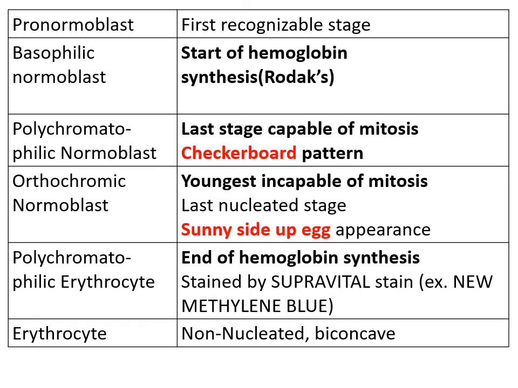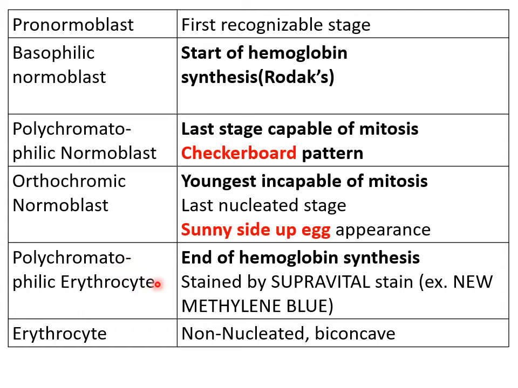Okay, description naman ng bawat isa. Pronormoblast is the first recognizable stage dahil ang mga progenitor and stem cell are not recognizable. And this is the first stage to be recognized under microscope. Basophilic normoblast, dito ang umpisa ng hemoglobin synthesis according to Rodak. Okay? Dito ang start. And ang last stage supposedly ng hemoglobin synthesis is your polychromatophilic erythrocyte.